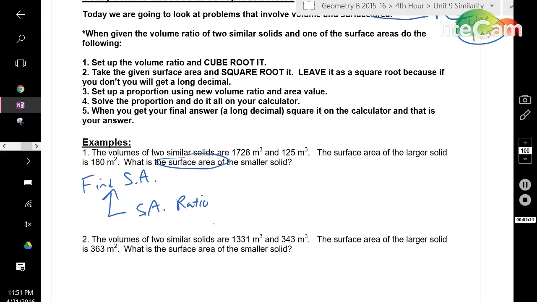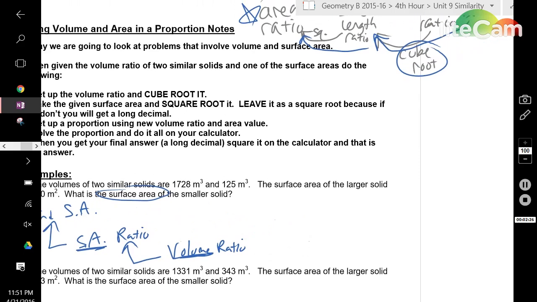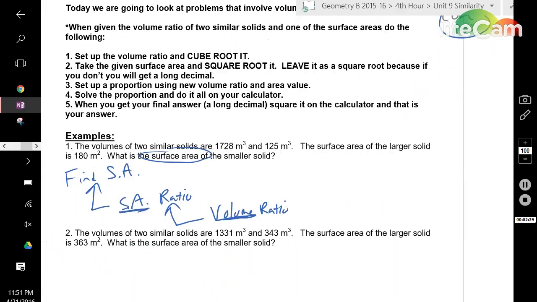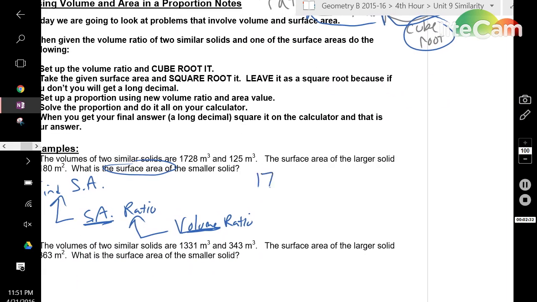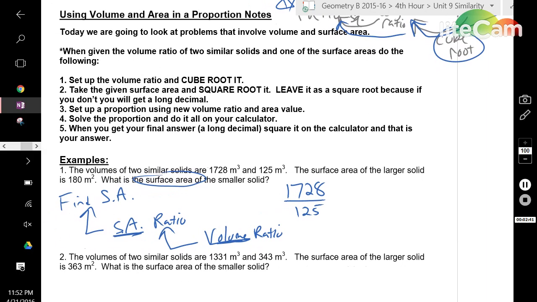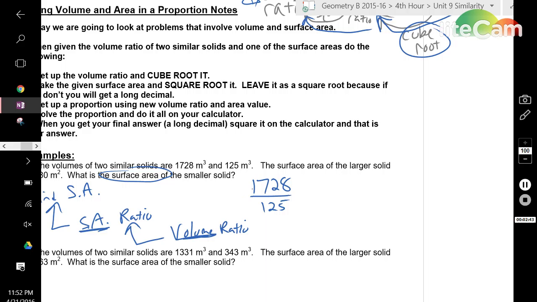What we have is a volume ratio. So we have to go from volume to surface area using what we talked about up here, the diagram. So the volume ratio is 1,728 over 125. To go from a volume ratio to a side length ratio, we're going to first cube root it. So the cube root of 1,728 is 12, and the cube root of 125 is 5.